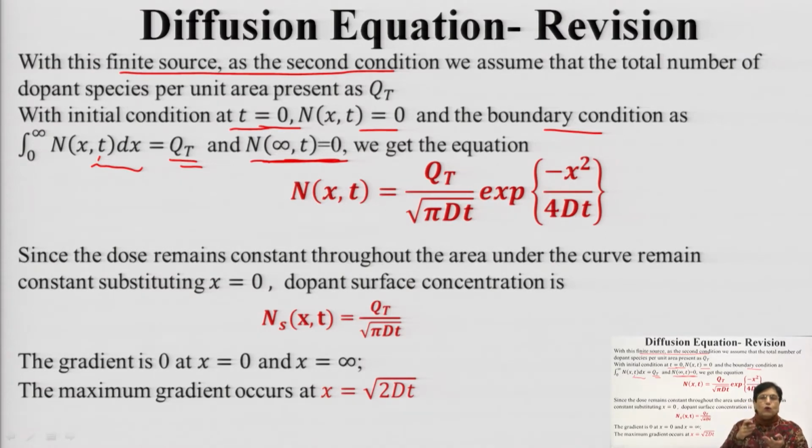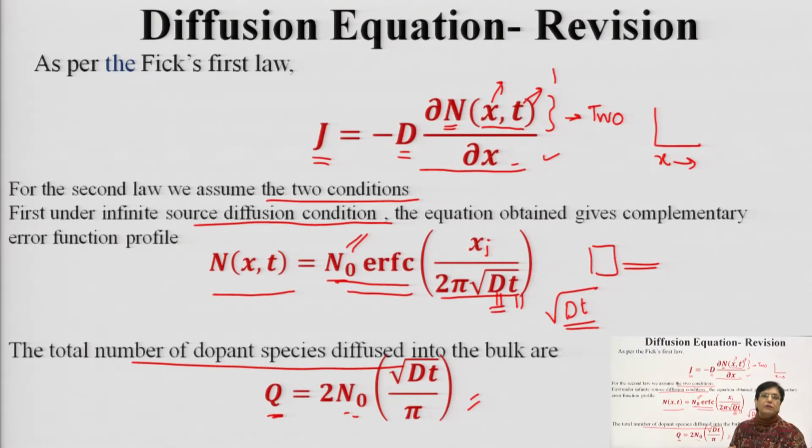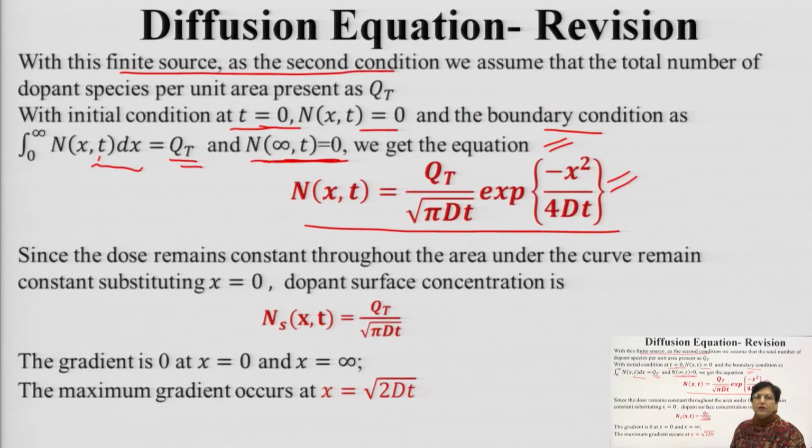That means, as we go deep into the bulk, the concentration is slowly becoming 0. So, with these assumptions we got the equation for the second condition, and that is Qt, the total dopant species, divided by under root pi Dt, exponential minus x square upon 4Dt. Like the earlier expression was represented by a complementary error function profile, this expression is represented by a Gaussian profile, and the dose remains constant throughout the area under the curve.